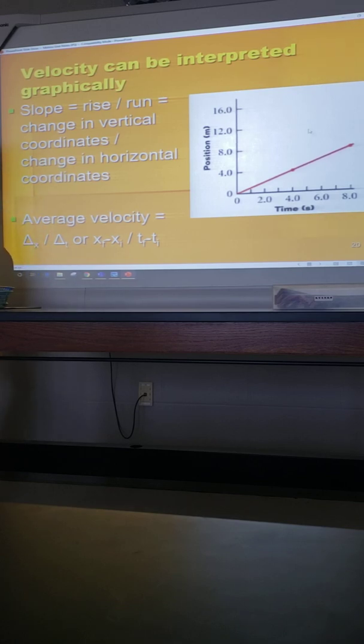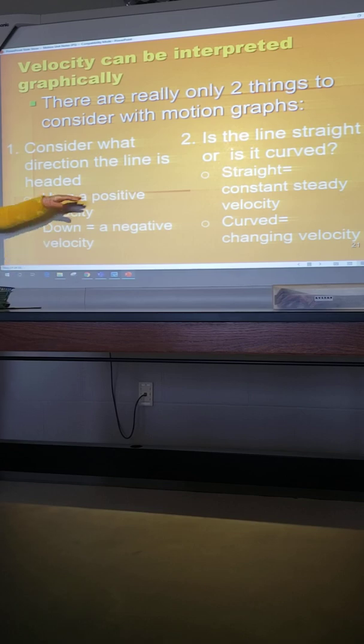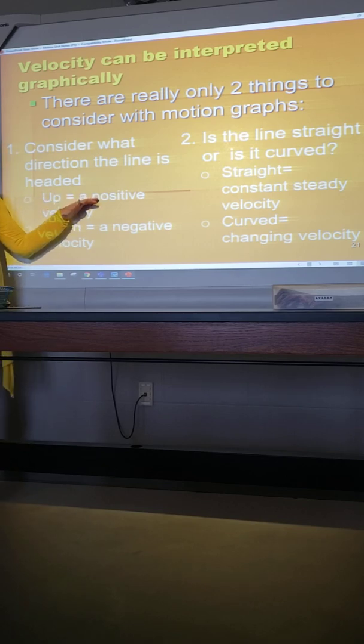Oh, my pointer is really moving quick today. Okay, and so here's basically kind of the summary. There's only two real main things you need to consider. One, what direction is the line headed? Up is some kind of positive velocity, downward slope is a negative velocity. So again, positive meaning like forward, north, up, right, or east, and then down meaning negative for backwards, down, south, left, or west.